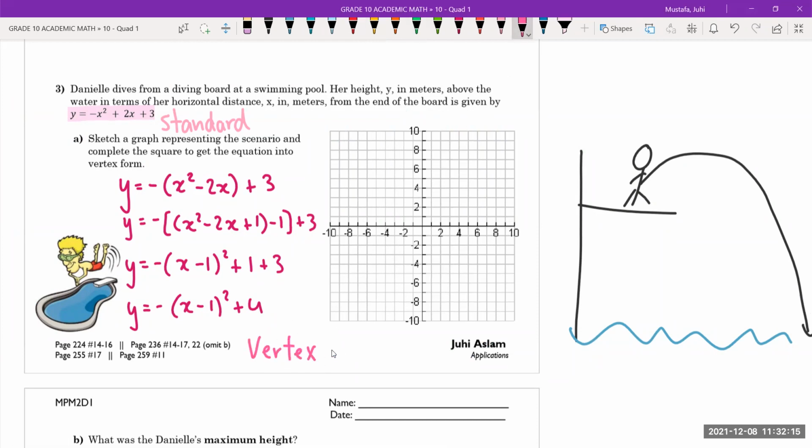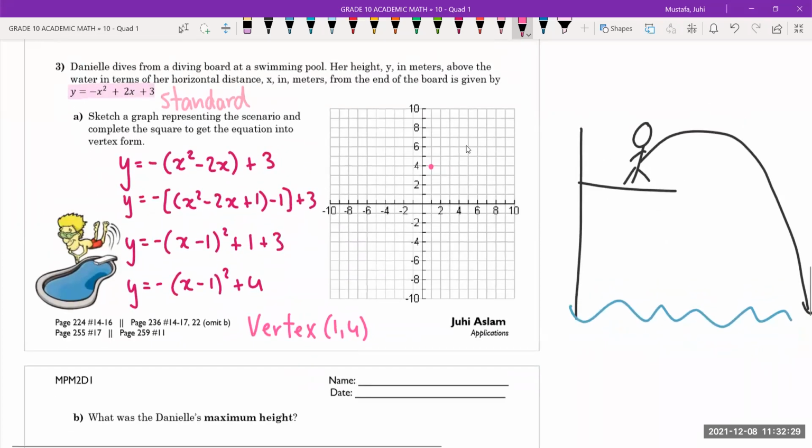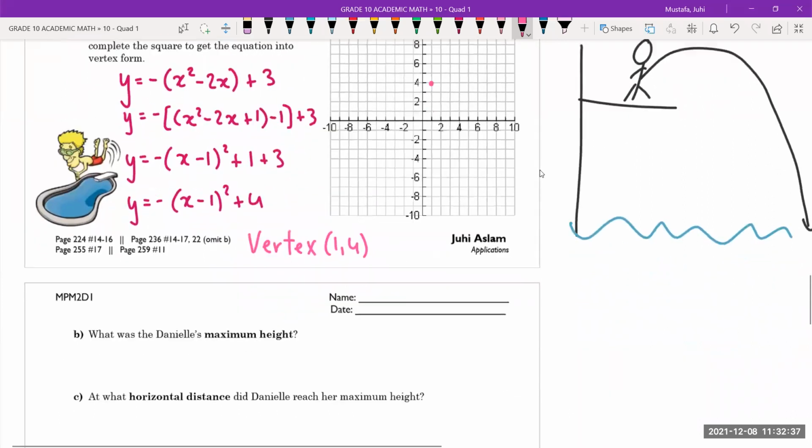Yeah, so the vertex is going to be at (1, 4), which is about here. We don't know where the person starts, and eventually we are going to calculate it. So I'm going to finish this diagram off in a bit once I know my exact value here and here. Okay, so I'm going to actually sketch this graph a little bit later.